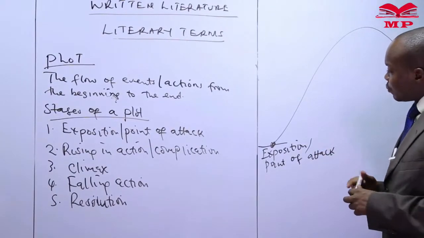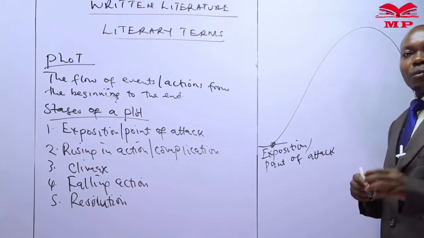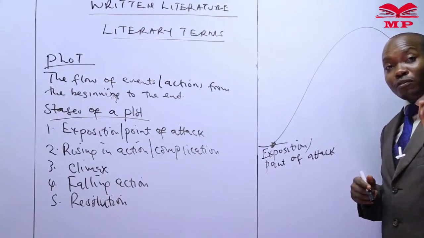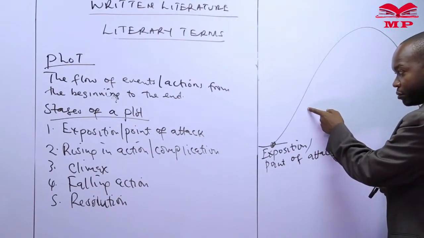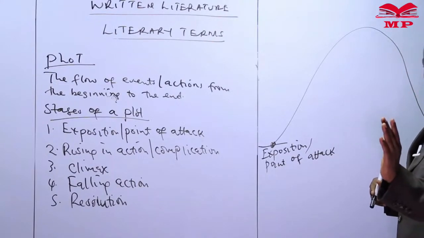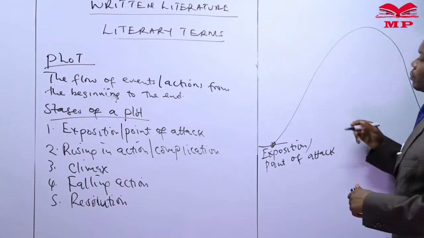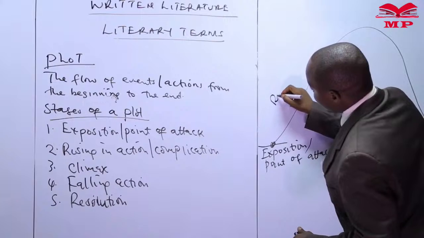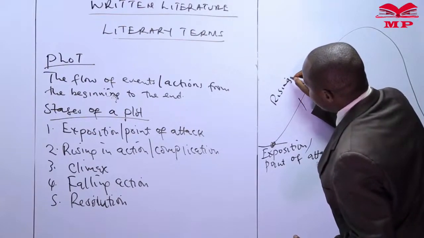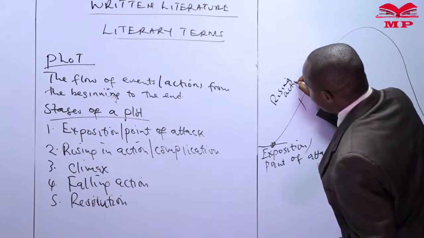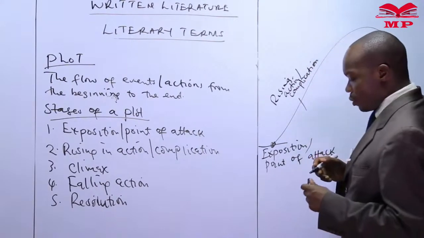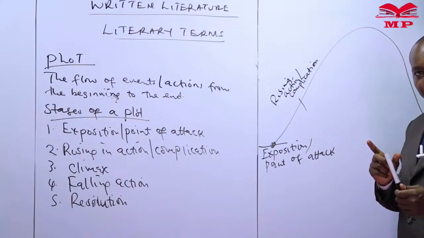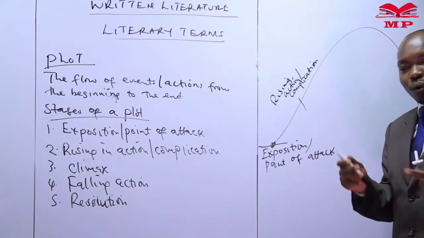Now, as the story moves on, we are going to have a conflict. Remember I talked about a conflict. We must have a what? A conflict between characters. Okay? So we have rising action here, or what we call complication. We must have a conflict between characters for it to move forward.